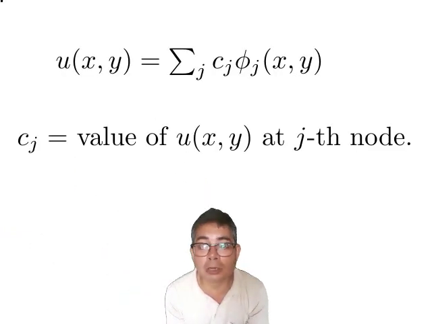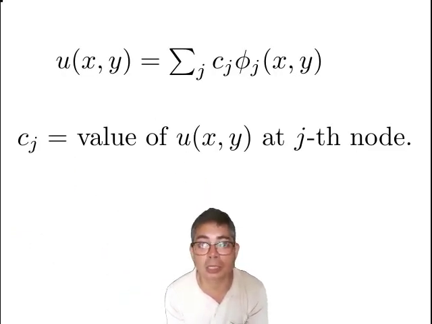Well, we shall express our function u(x,y), the thing that we are looking for, as a linear combination of these basis functions, which we have called phi. So u(x,y) will be of the form summation over j of c_j times phi_j(x,y), where the summation runs over the set of all basis functions.